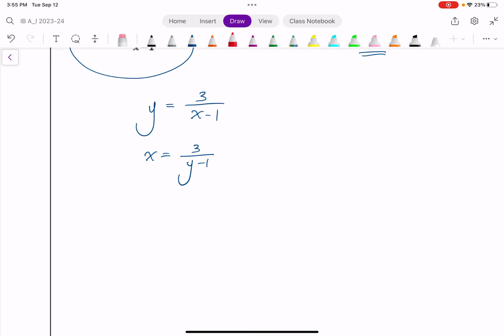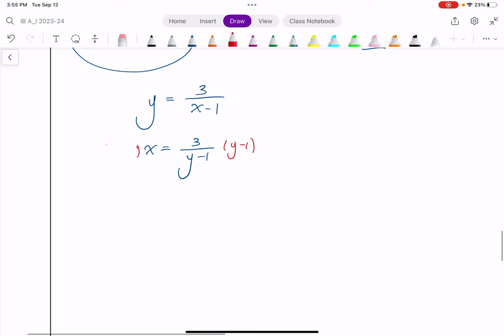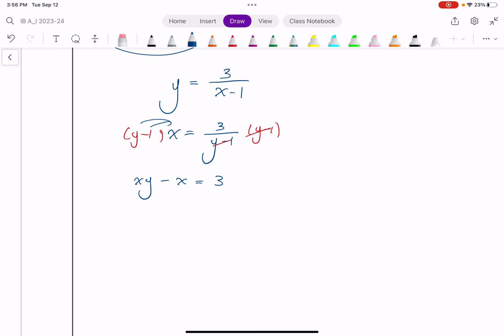One option is, because I want to get y by itself, right now I have y in the denominator. I could multiply both sides by y minus 1, which will cancel that out. If I distribute this out as well, I have xy minus x on one side and just 3 on the other. Okay, I'm trying to get y by itself.